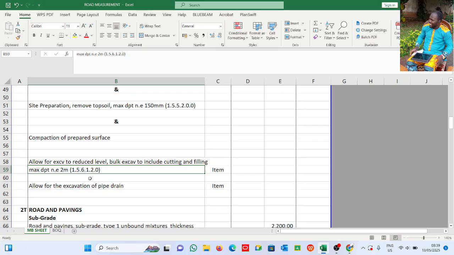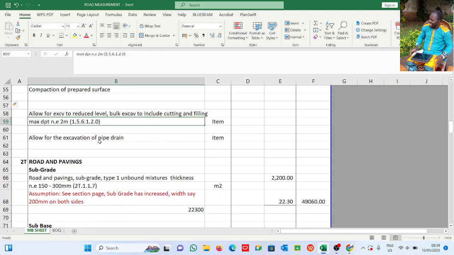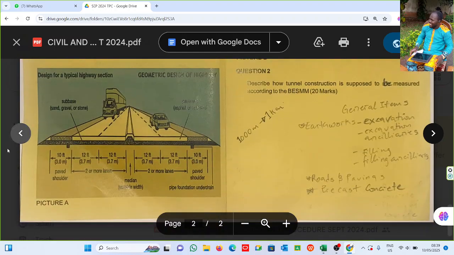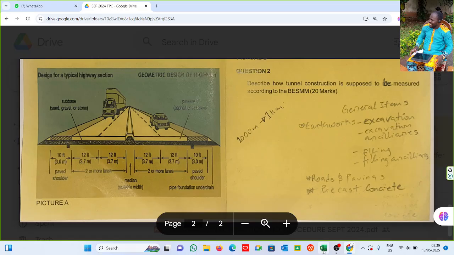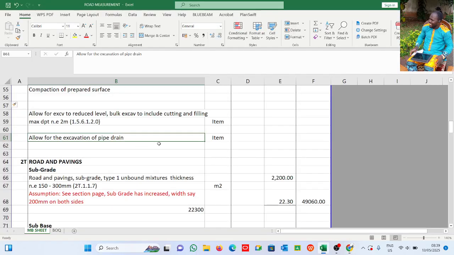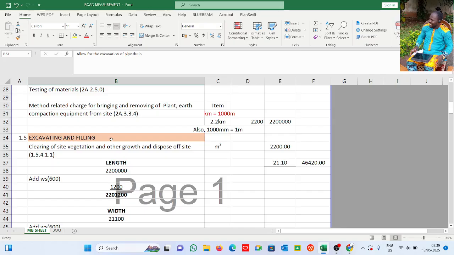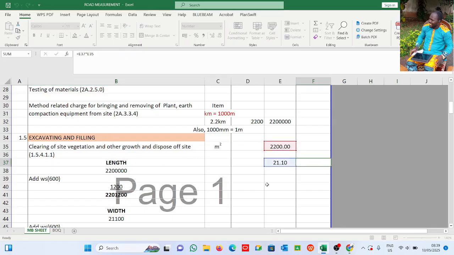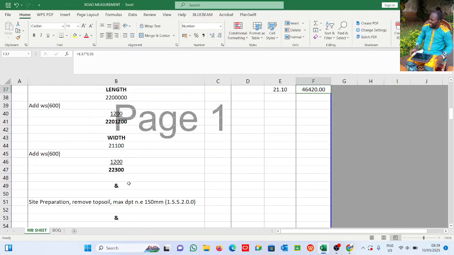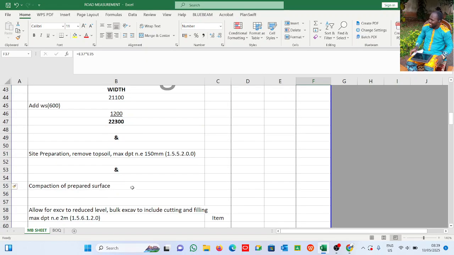It is 1.5. Of course, excavation is 1.5 in the BSMM4R, 1.5.6.1.2. You can trace it out in your BSMM4R. Now allow for excavation of pipe drain. This pipe drain is in the drawing. See it here. But we're not given any details about it. But we know the length. So we just allow for it also. So that is that about excavating and filling. This is the quantity, both excavating and filling, both topsoil, site preparation, removal of topsoil, and compaction of it. This is it.